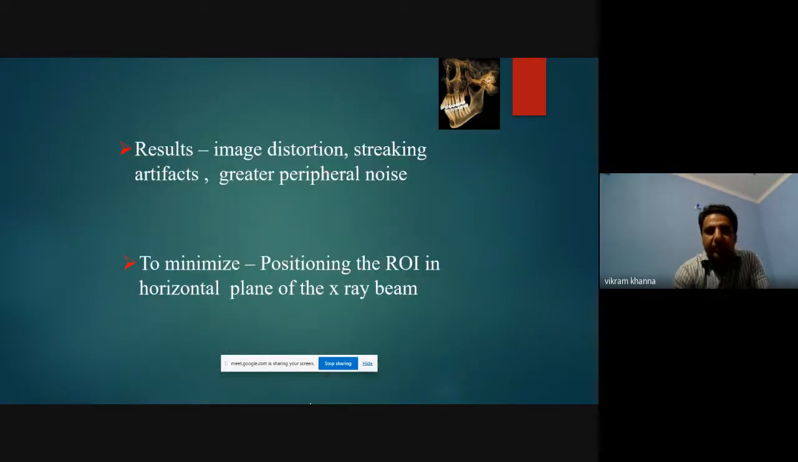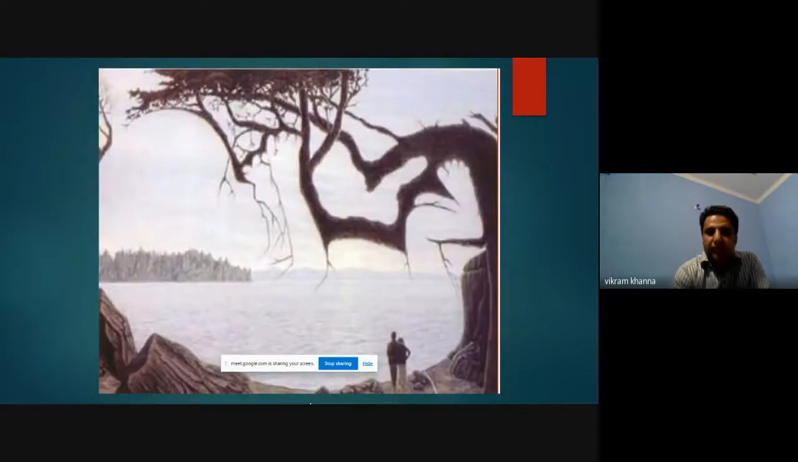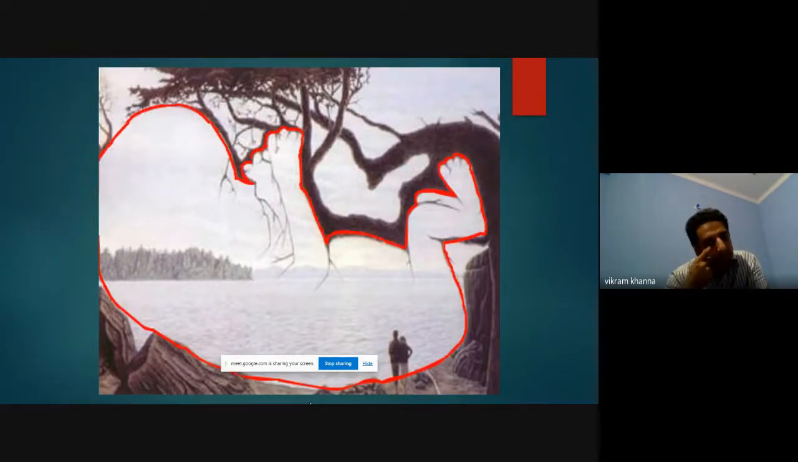So it results in image distortion, streaking artifacts. To minimize this, position the ROI, the region of interest, in a horizontal plane. What you can see is a couple looking at the sea face, but another way of looking at it is that this is a picture of a small kid or a neonate. So it is generally perception which we want to see.